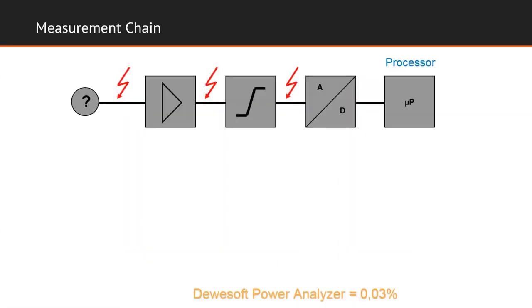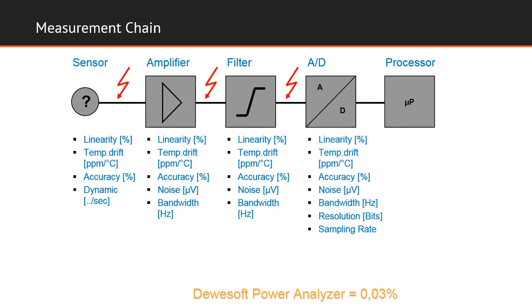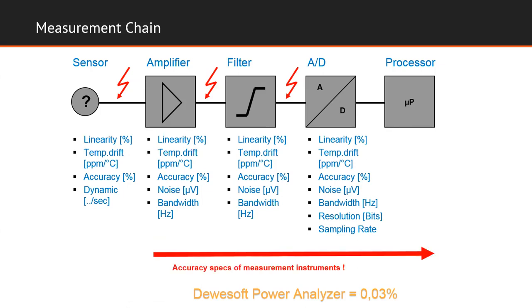So we've talked about the accuracy of 0.03% of reading. What does this actually mean? The amplifier, the filter, the AD, they all have linearity, temperature drift, accuracy, noise, and bandwidth. And inside this, we have the 0.03% accuracy of our power analyzer. The interesting part is, of course, outside of the device, the sensor itself, which also has linearity, temperature drift, and accuracy. So depending on the application, we should really go for the more expensive one if we need to get as close to the 0.03% of reading accuracy.